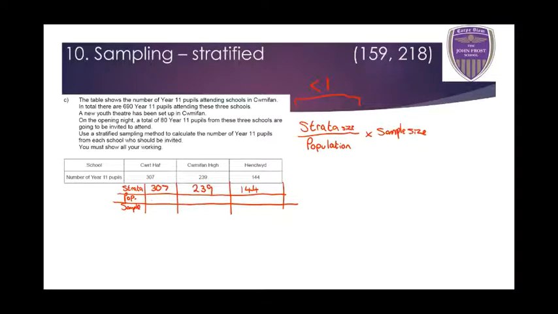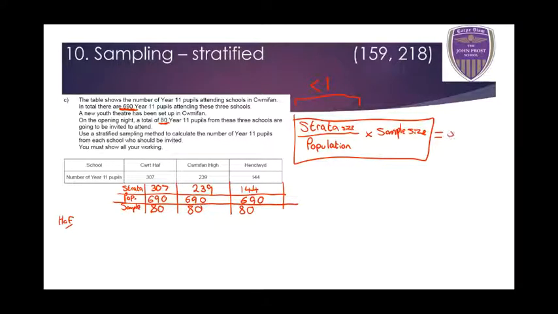Population, this is going to be the same for all of them because we're looking for a population. Our population is all the year 11s in all these schools. So population for all of them will be 690. And the sample size for all of them will be the same because we're looking for a total of 80 pupils of these year 11s in all these different schools. The sample size will be 80 for all of them, okay? So let's do the first one. We're just going to use this formula, and this will give us our strata sample size.